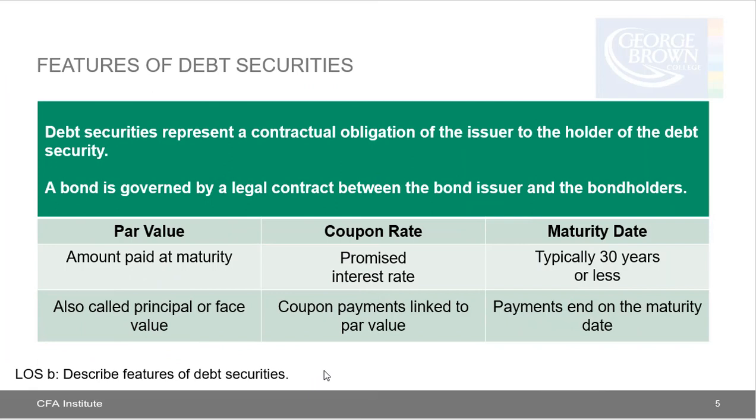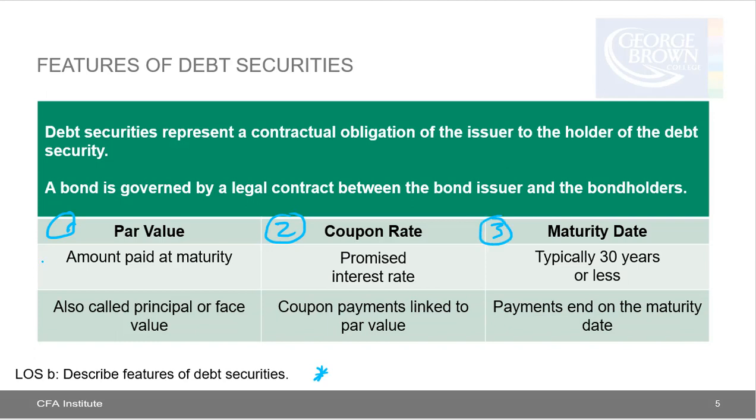Learning outcome statement B is describe features of debt securities. Debt securities represent a contractual obligation of the issuer to the holder of the debt security. A bond is governed by a legal contract between the bond issuer and the bondholders. A typical bond includes the following three features. Number 1 is the par value. Number 2 is the coupon rate. And number 3 is the maturity date.